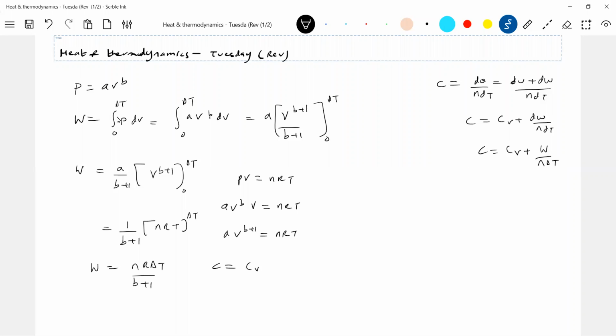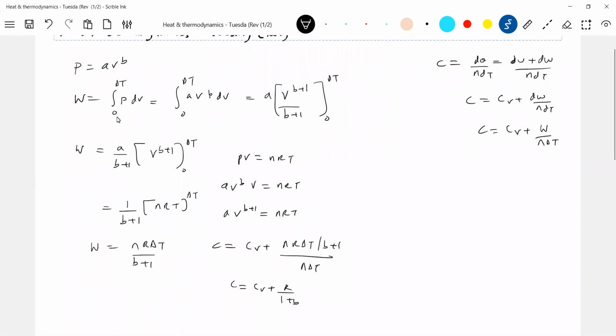Now molar heat capacity is work done, nR delta T over B plus 1, divided by n delta T. R delta T, n get cancelled, so this will be R by 1 plus B. If it is a monoatomic gas, put Cv as 3R by 2; for a diatomic gas, 5R by 2. For a monoatomic gas, C equals Cv plus R by 1 plus B. For a diatomic gas, we will get other conditions here.